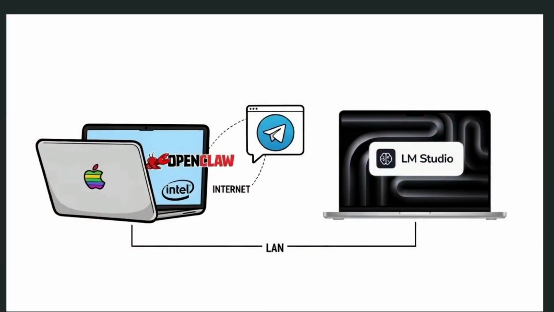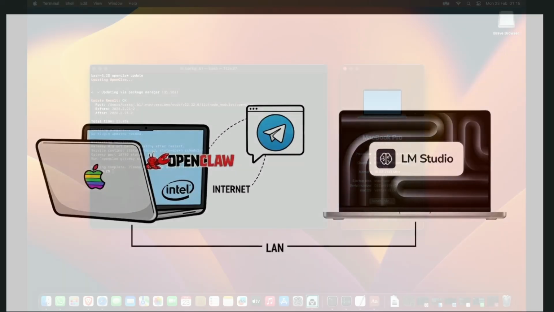For this demonstration, I'll be using the following setup. There are two different computers. One is a MacBook Pro, which is Intel based, which runs OpenClaw. That's the one on the left side. That one is connected through a LAN to another computer, which is also a MacBook, but a silicon-based MacBook Pro. That one has 64 gigs of memory, and it runs LM Studio. There's a third component, which is the Telegram client, which connects through the internet using OpenClaw.